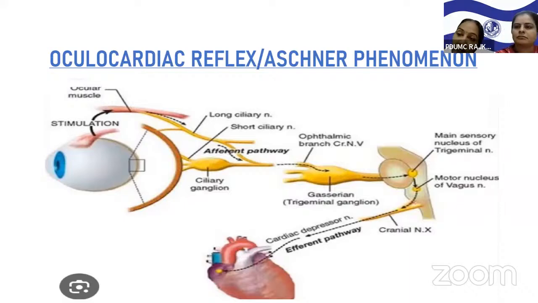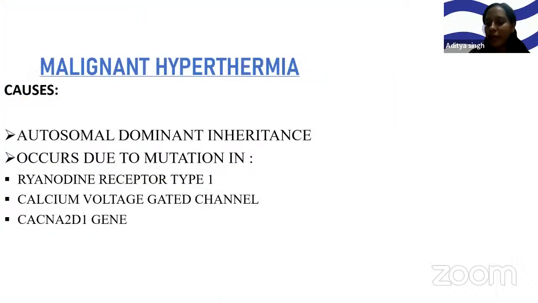So, what are the other reflexes related with the OCR? There is oculoemetic reflex and there is oculorespiratory reflex. And what other complications like malignant hyperthermia, what is that and how will you diagnose? Malignant hyperthermia is an autosomal dominant inherited life-threatening disease which causes hypermetabolism and which leads to hyperthermia and severe acidosis. It is mostly seen in susceptible individuals with succinylcholine and volatile agents.